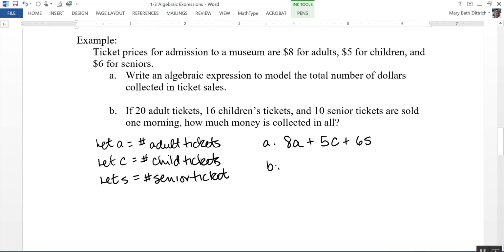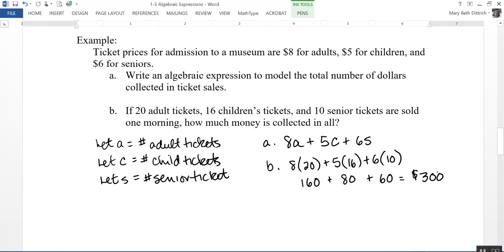Part B says if 20 adult tickets, 16 children tickets, and 10 senior tickets are sold, how much money is collected? So they're basically giving me the values now for A, C, and S. So I have 8 times 20 plus 5 times 16 plus 6 times 10. And now I just need to simplify that. So that's 160 plus 80 plus 60, which gives me a total of $300 in ticket sales.